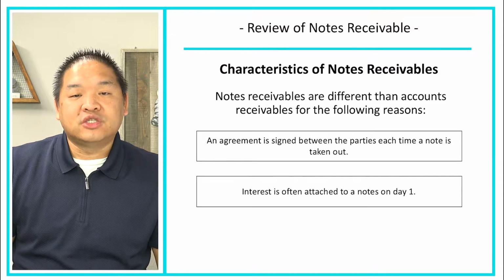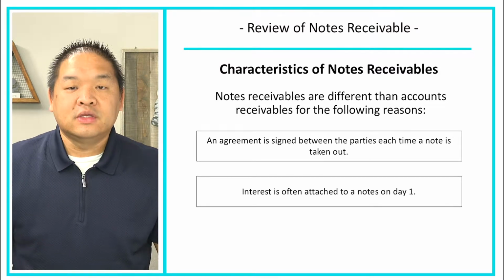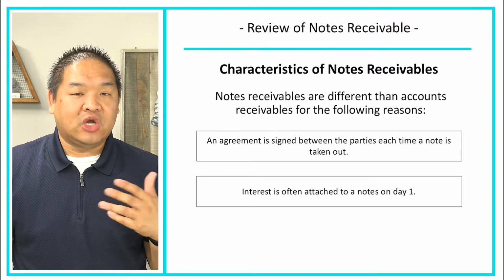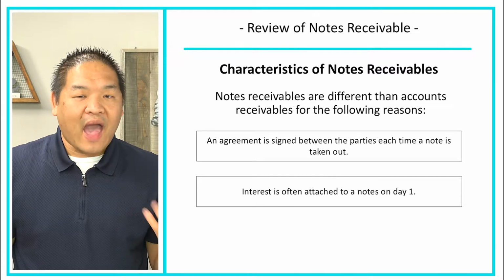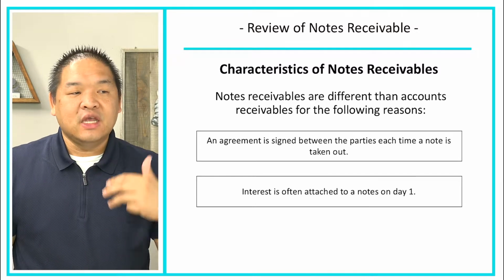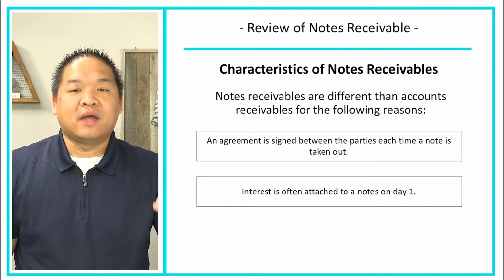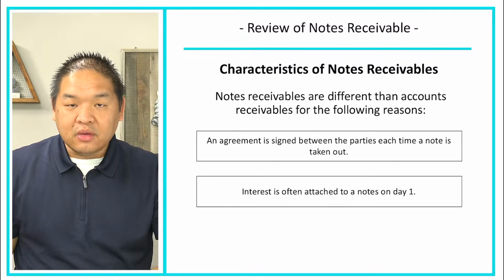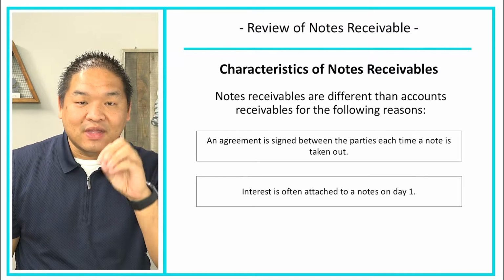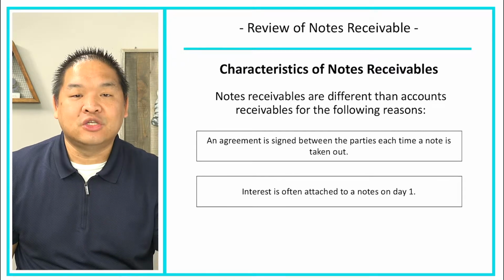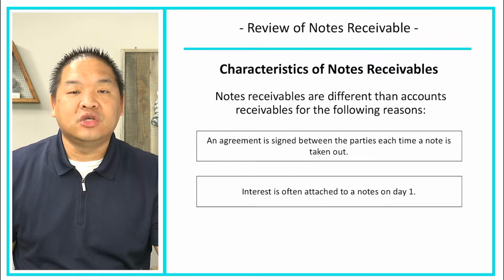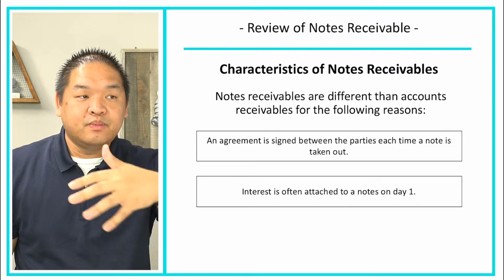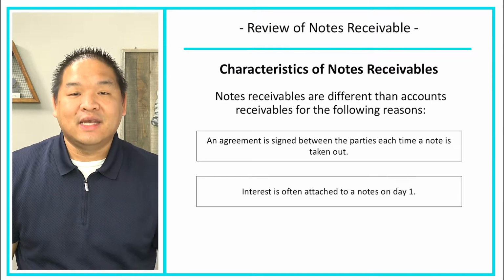Second thing, interest is usually attached to the note. So with an accounts receivable, we typically don't have interest attached to it. It's just you pay us in 30 days, you pay us the amount that you would owe us. On a note, the difference is that a note actually has an interest rate, and interest is due at periodic points in the note.